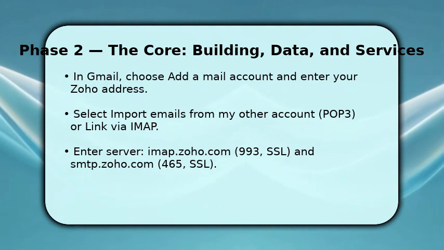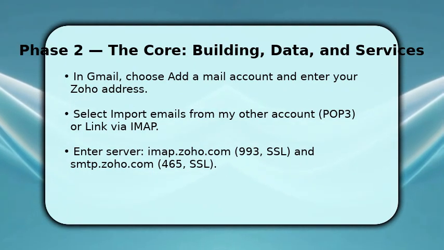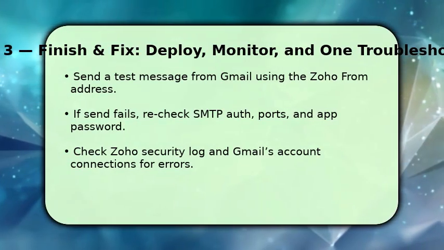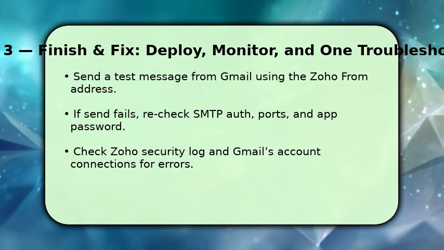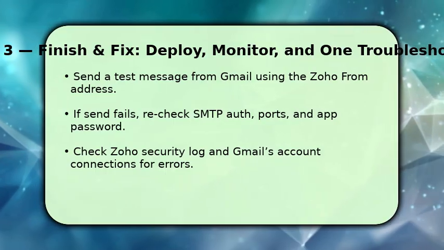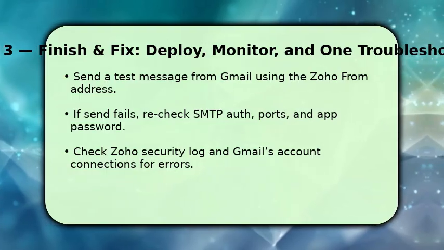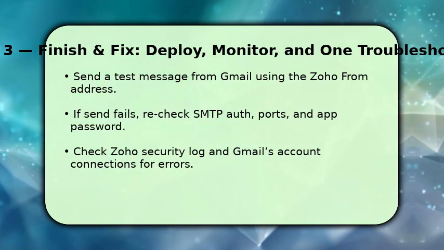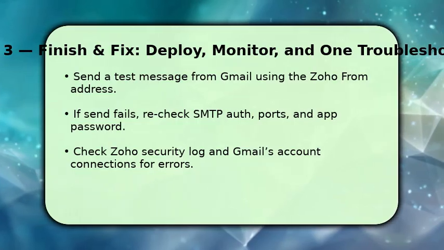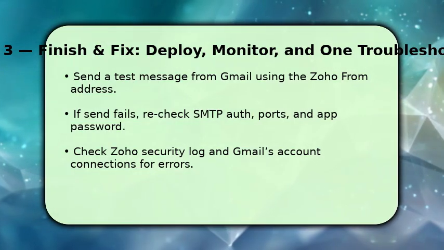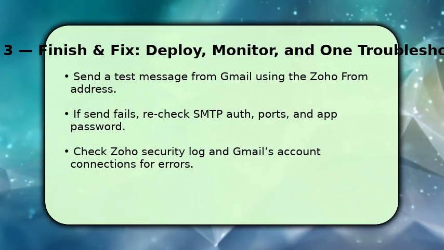Finish by testing. Compose an email in Gmail and choose your Zoho address as From. Send to a secondary account and confirm delivery. If the message fails, stop and check SMTP authentication. Correct username, app password versus ordinary password, and that ports use SSL, 465 or 587 with TLS.